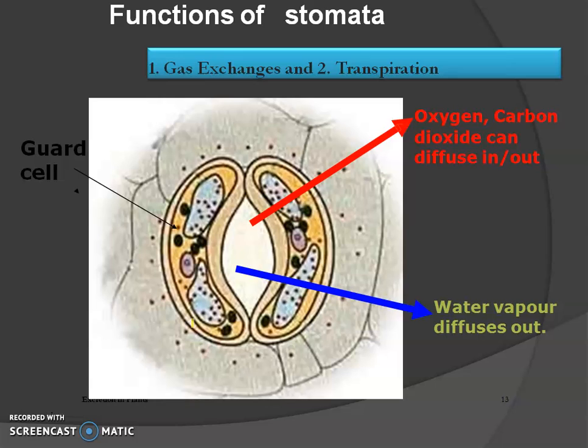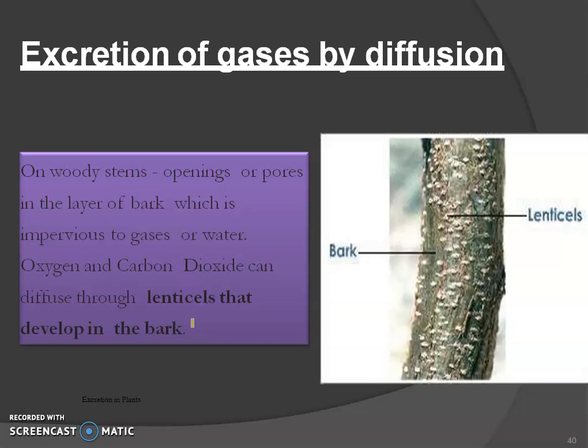Then stomata, they remove oxygen, carbon dioxide and water vapor. Then excretion of gases by diffusion. On woody stems, openings or pores in the layer of bark which is impervious to gases or water are found. Oxygen and carbon dioxide diffuse out through these pores which are known as lenticels. These pores are called lenticels, and they are present in the barks.